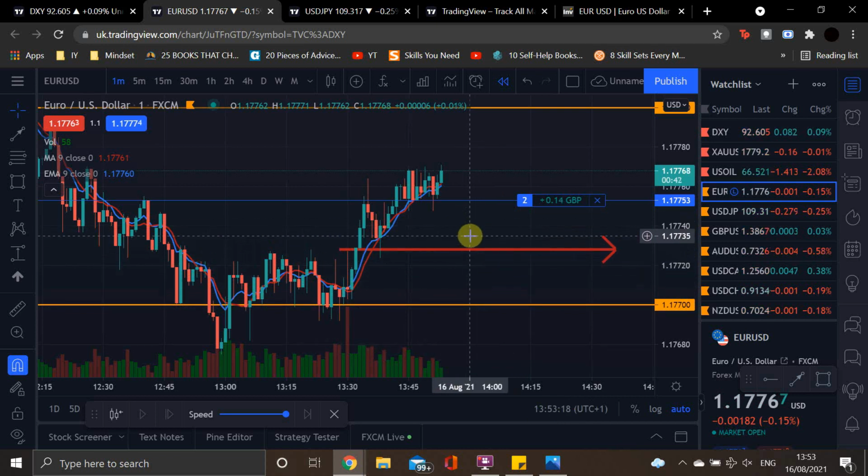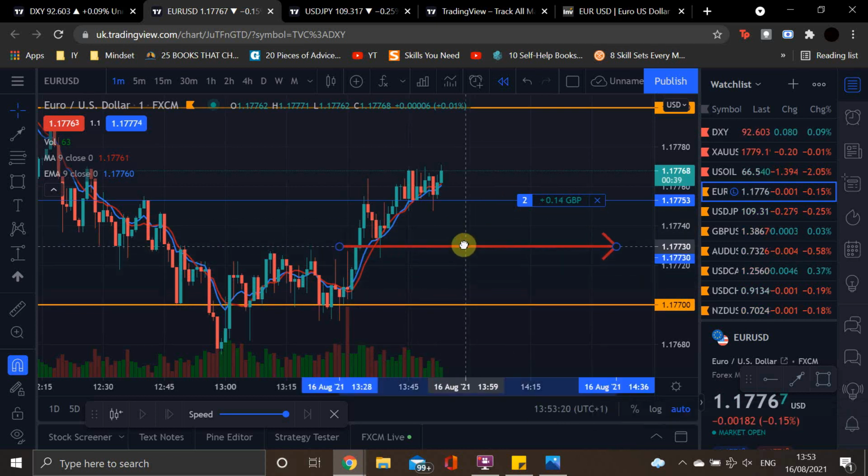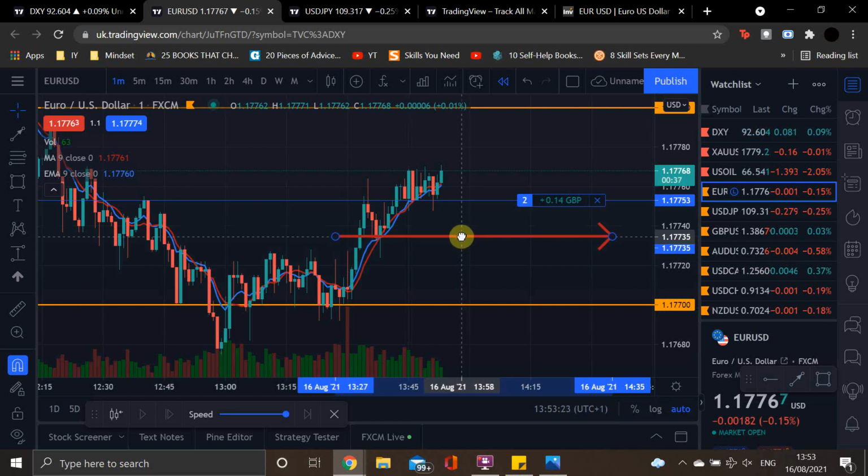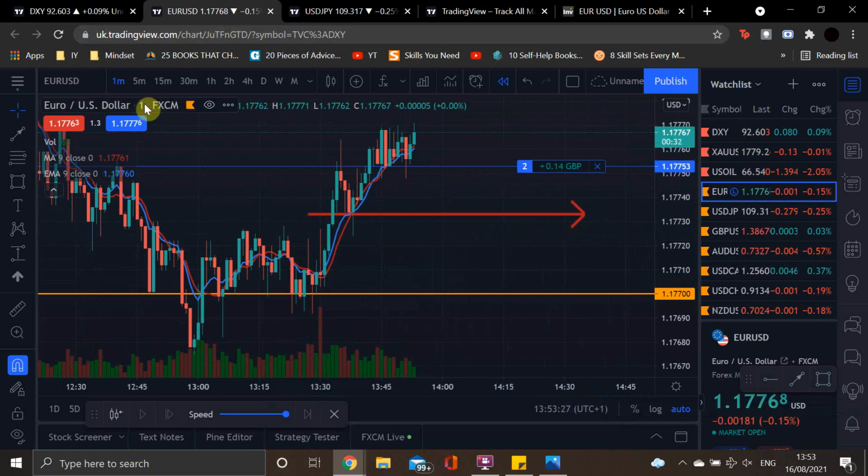And the way this is looking, I'm going to push my stop loss just above here, right here. Make it a bit tighter.